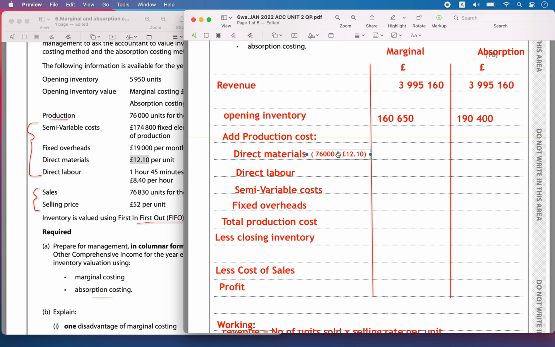So that is the rate. So now the value is going to be equal to 76,000 into 12.10, which is the direct material cost, that is 919,600. So let's write it here. It is 919,600. So that will be the same for both. So let's write it here.